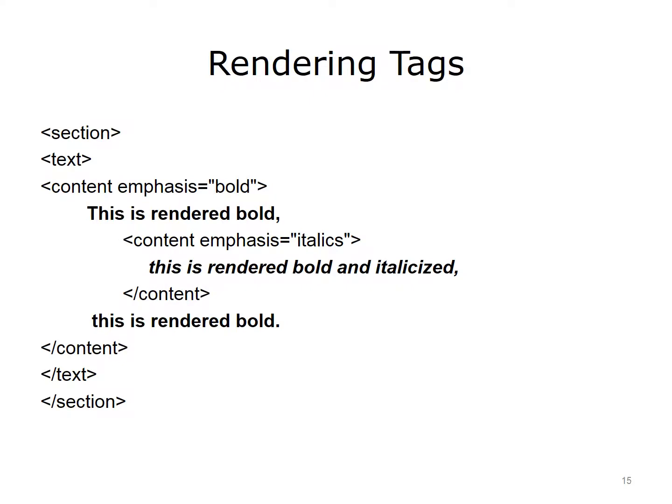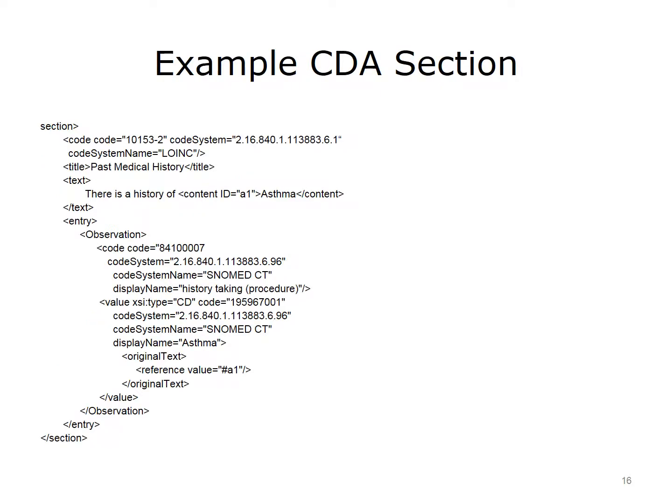Slide 15. This example shows the use of rendering tags, in this case bold, to enhance the presentation of the data. Slide 16. This slide illustrates the use of a section code to identify and specify the content of a section equals past history. If there was no past history, that section would be omitted.